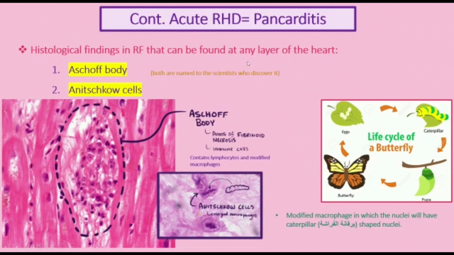So if you take a biopsy from any layer of the heart, you will see something called an Aschoff body, and inside it you will see an Anitschkow cell. So an Aschoff body is basically an area of fibrinoid necrosis that contains immune cells, and if you take one of them, which is the Anitschkow cell, you will see it like that. An Anitschkow cell is basically a modified macrophage with a nucleus that looks like a caterpillar, and the Aschoff body is characteristic of rheumatic fever.